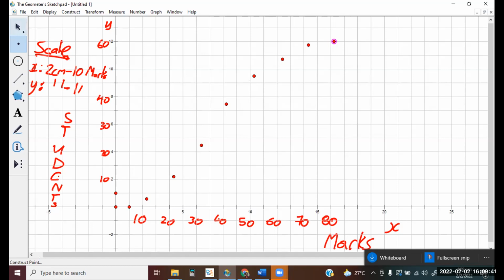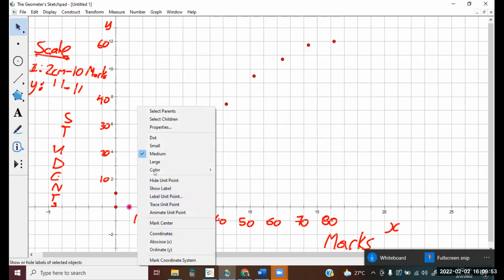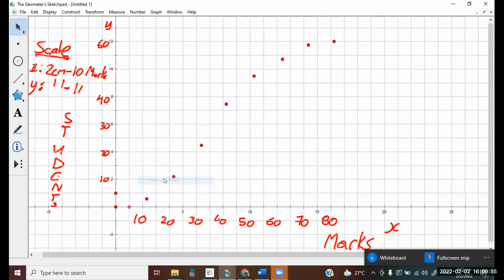All right, so in this case now, all you do is connect the points. You start from the origin, always start from the origin. Now this point shouldn't be there, so I'm gonna hide it. That's just the scale point, so it looks something like this.